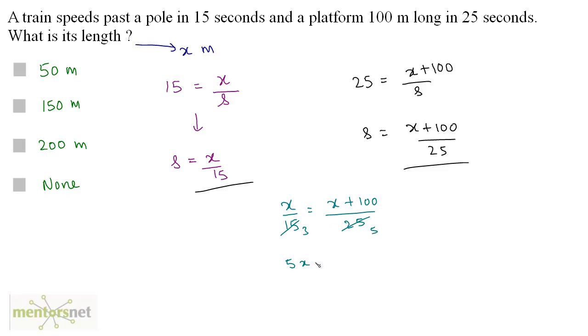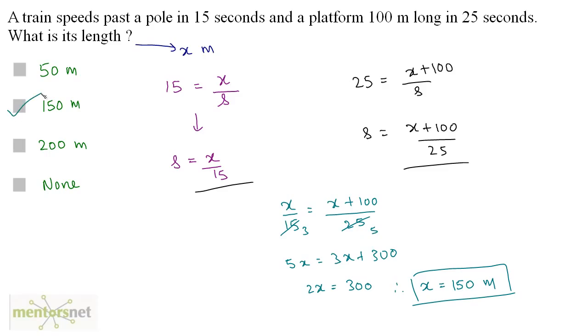So we have 5x equals to 3x plus 300. And therefore 5x minus 3x is 2x, which is equals to 300. And therefore x is equals to half of 300, that's 150 meters. So we have our answer as option B, 150 meters, which is the length of this train.